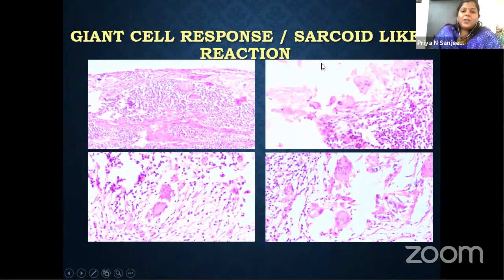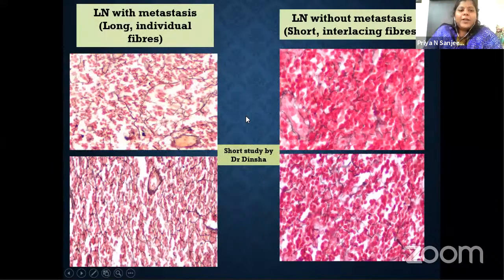Again, there is an article on sarcoid-like reactions in the lymph node by Dr. Shivpad Sundaram. You can refer to that article. So there can be giant cell response and the sarcoid-like reaction. So reticulin fibers are the framework. They may not have the significance with respect to the lymph node metastasis, but there are some studies conducted. This particular study was conducted by Dr. Dinsha in our institution. So she checked the staining of the reticular fibers using reticulin stain.